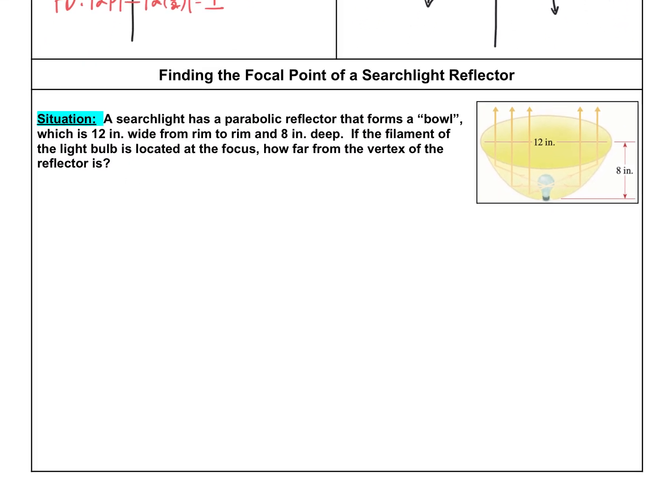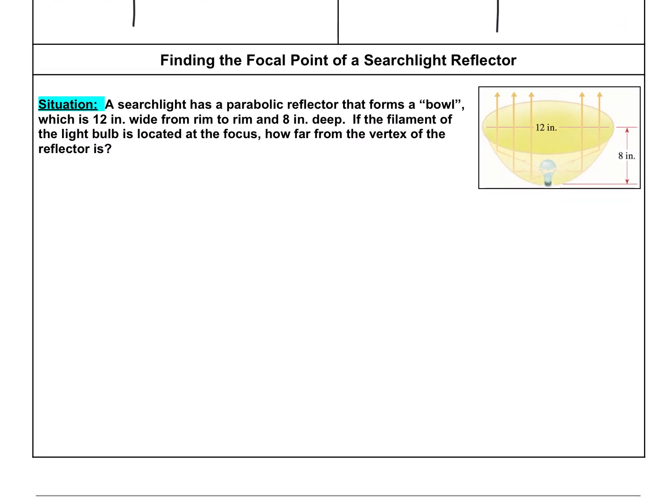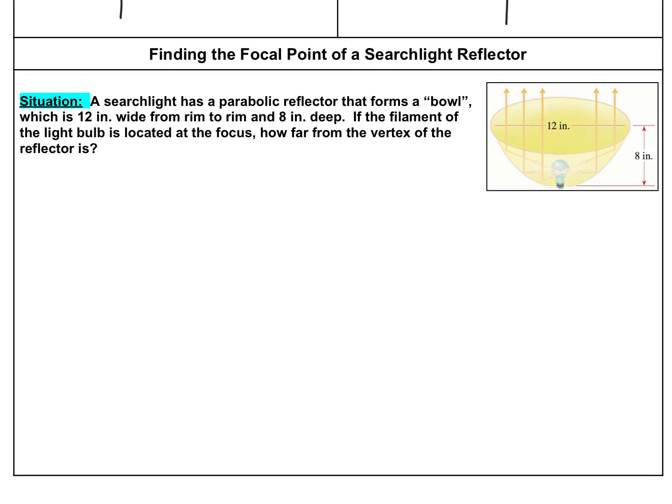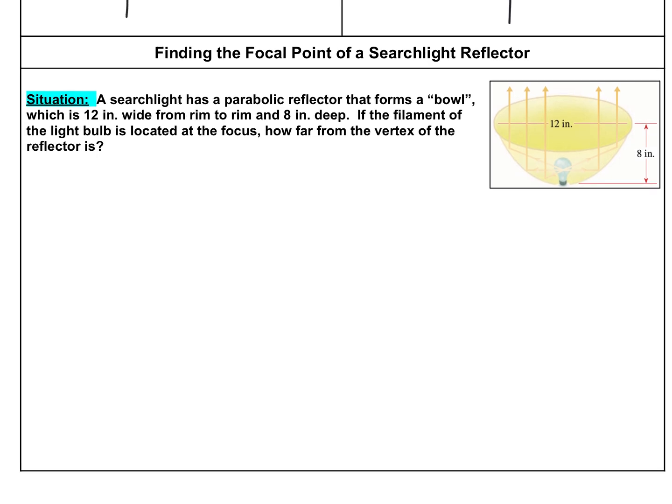Okay, finding the focal point of a searchlight reflector. Here's the situation. A searchlight has a parabolic reflector that forms a bowl which is 12 inches wide from rim to rim and 8 inches deep. If the filament of the light bulb is located at the focus, how far from the vertex of the reflector is it? This is very nice. So let me redraw this one.